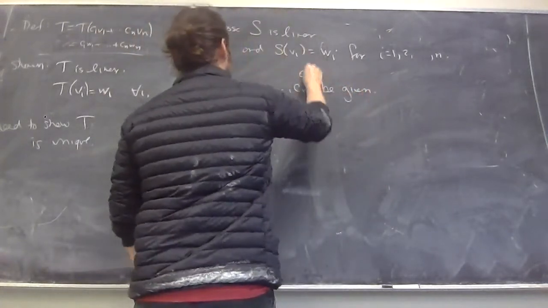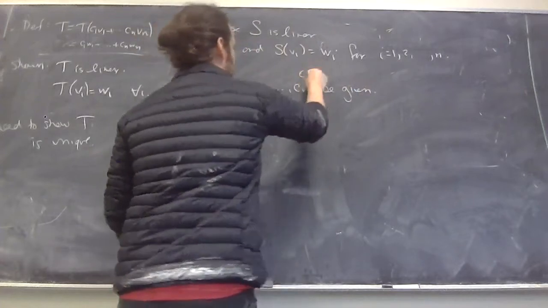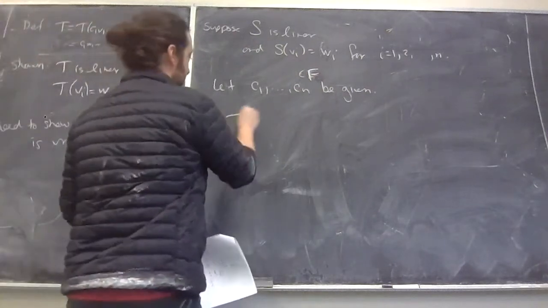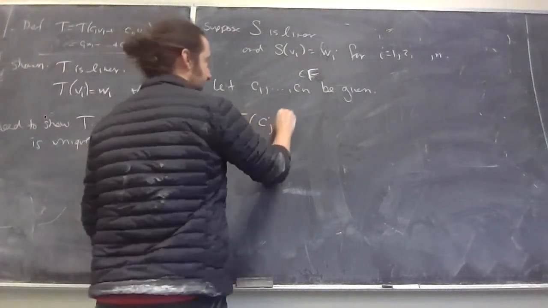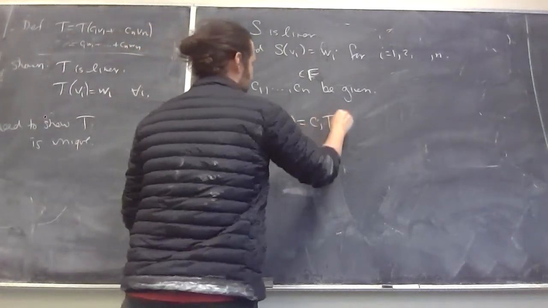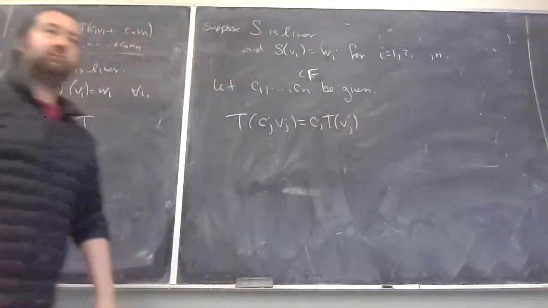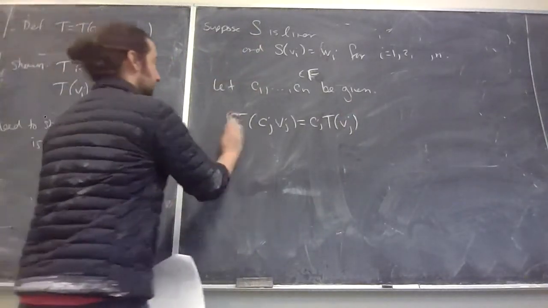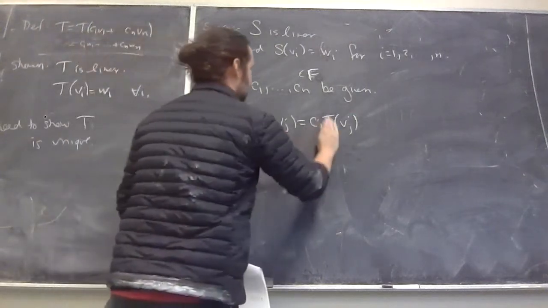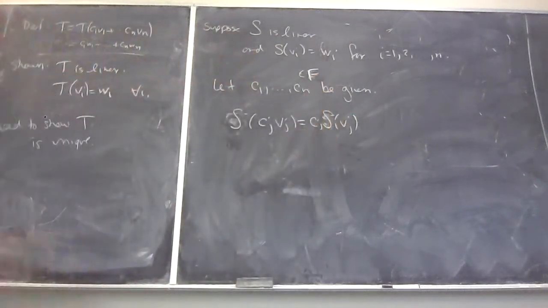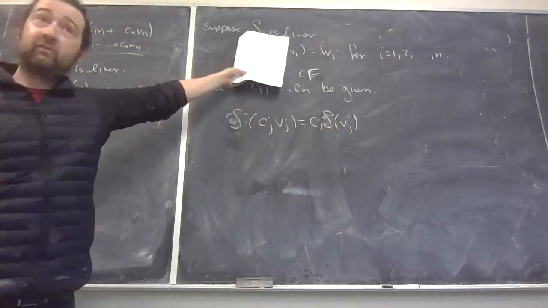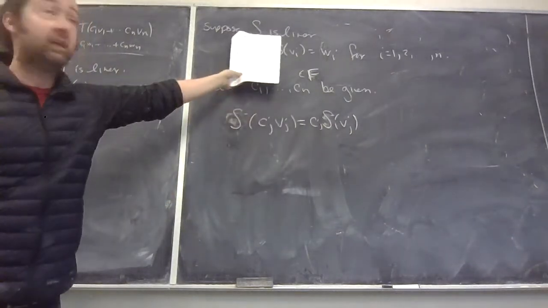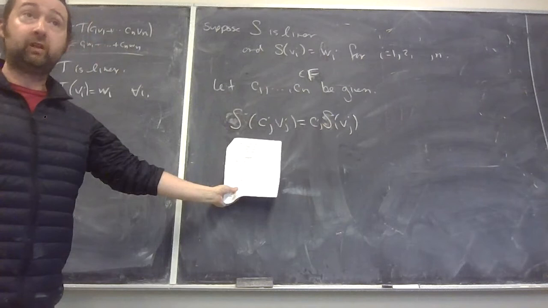And T goes first. Then I'm going to make this argument: T of Cj Vj is equal to Cj T of Vj. Why is that true? Sorry, this is supposed to be S. S of Cj Vj is Cj S of Vj. Why is that true? S is linear, and so S is homogeneous. The fact that S is linear means this must hold. We assumed S was linear, so it must do this by homogeneity.